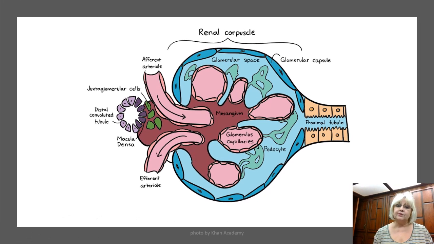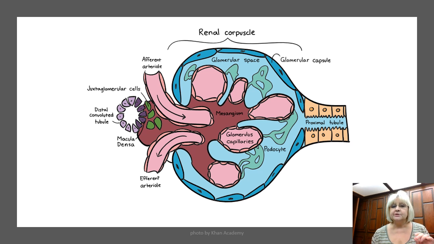Okay, so together, the glomerulus and the glomerular capsule filtering unit are known as a renal corpuscle. This diagram shows the renal corpuscle in detail. On the left side, the afferent arteriole is coming in and the efferent arteriole will be going out. You see both of those there on the left, the coming in and the going out. On the far left, you see the cells of the distal convoluted tubule in purple. You just see the cells, you don't see the whole tube.